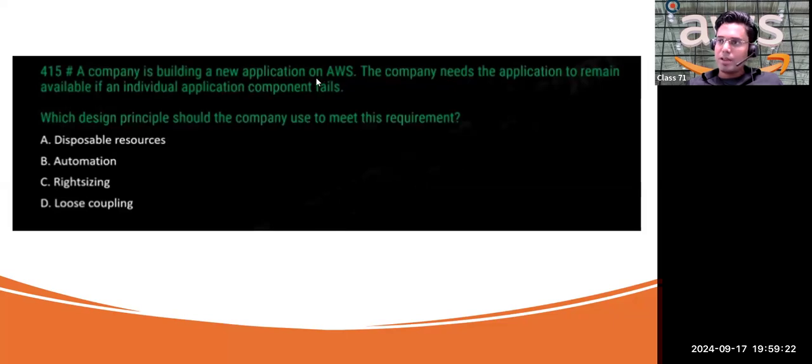A company is building a new application on AWS. The company needs the application to remain available if individual application components fail. We haven't done this one, but in the exam, whenever they talk about an application that remains available if individual components fail, then the answer is loose coupling.